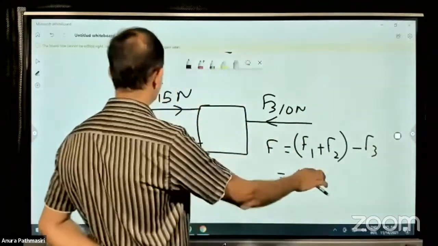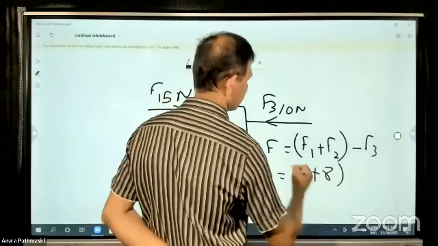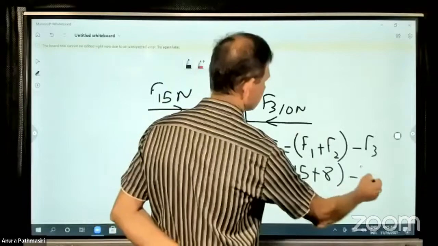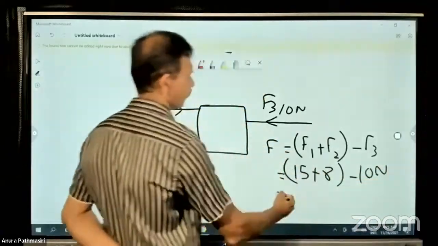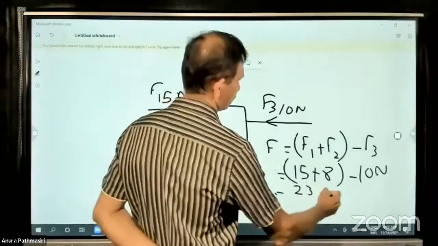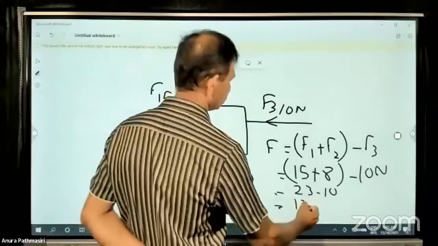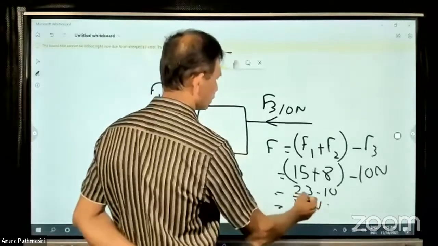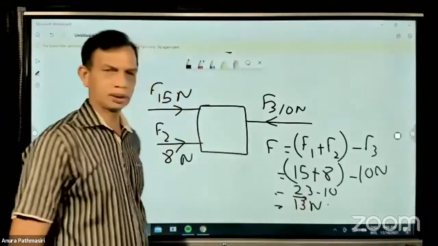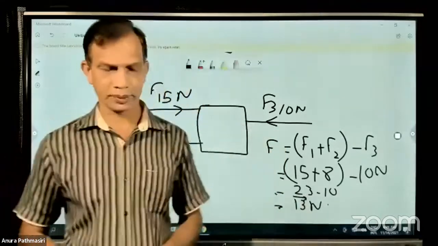So it is F1, 15, plus 8. Then from that, reduce 10 Newton. The 23 minus 10 will give 13 Newton. So the direction is the same direction. If a negative mark is there, that means the opposite direction. It's not an opposite direction force.